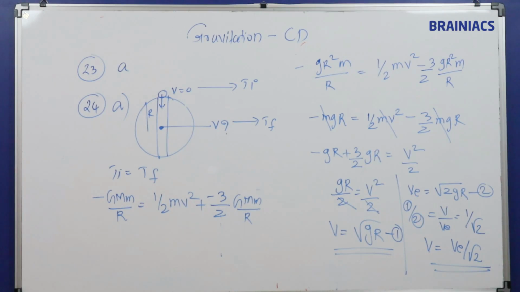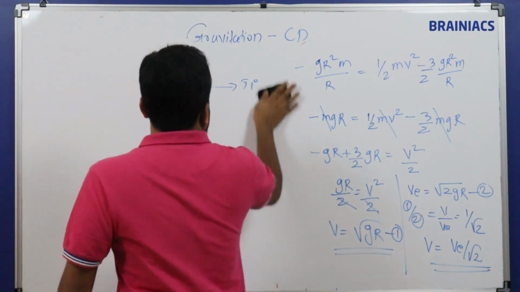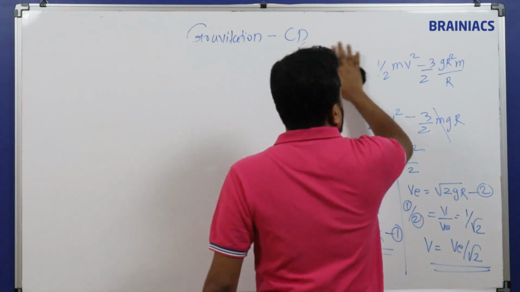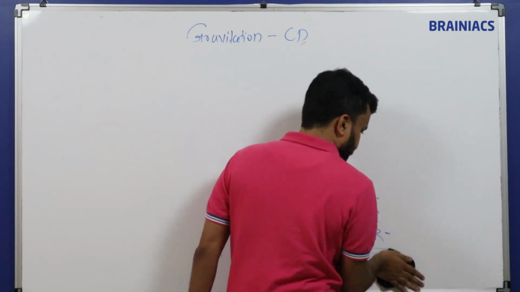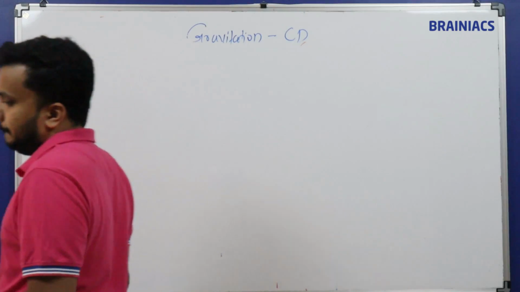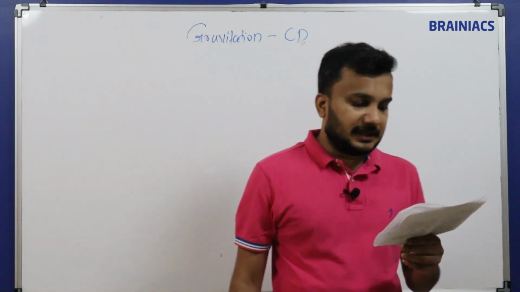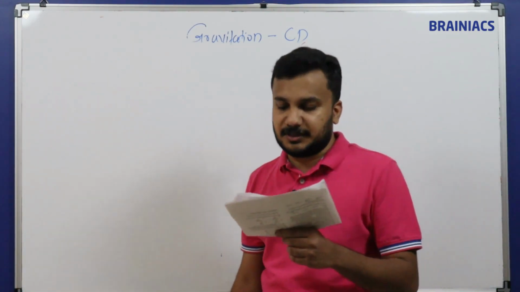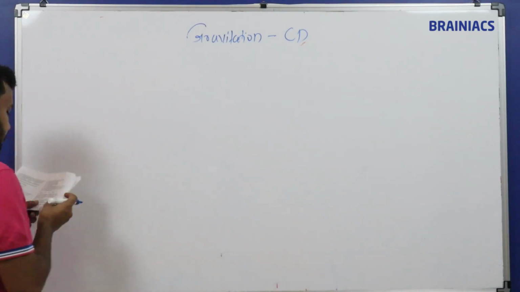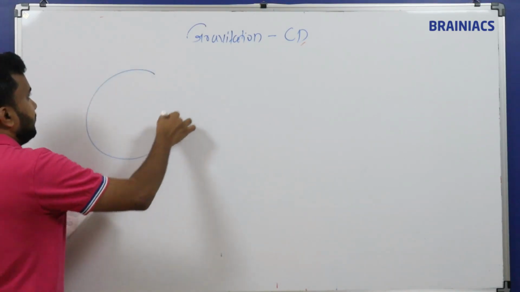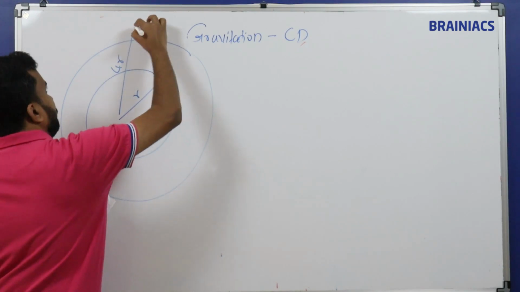Okay, let's move to the next part. The orbital angular momentum of a satellite revolving at a distance r from the center is L. If the distance is increased to 4r, then the new angular momentum will be? So if a satellite is revolving at a distance r from the center, its angular momentum is L. When the radius is increased to 4r, what is the new angular momentum?